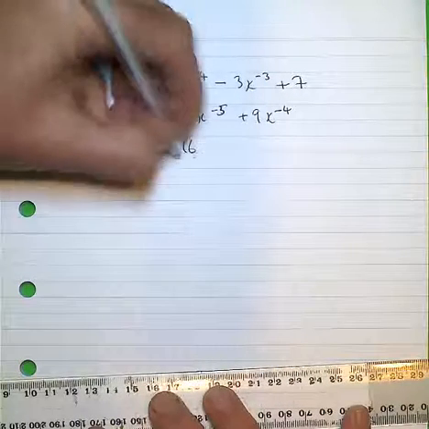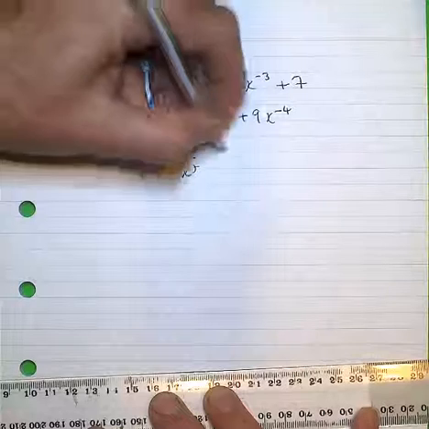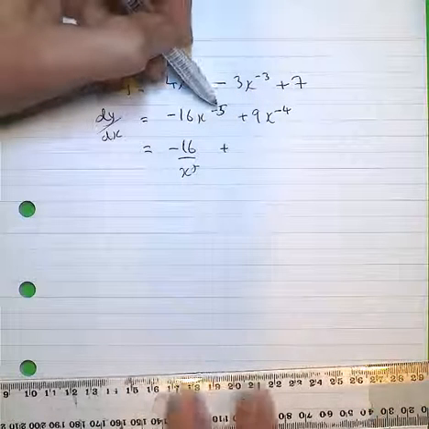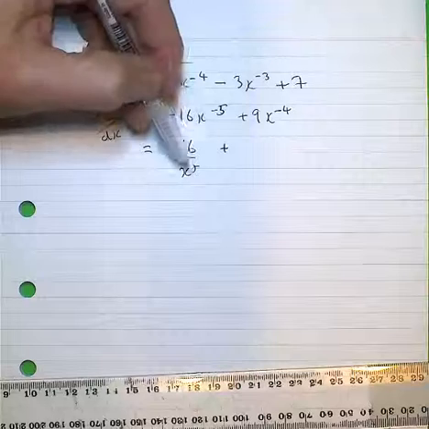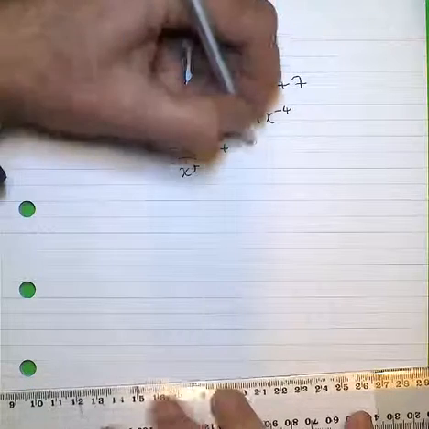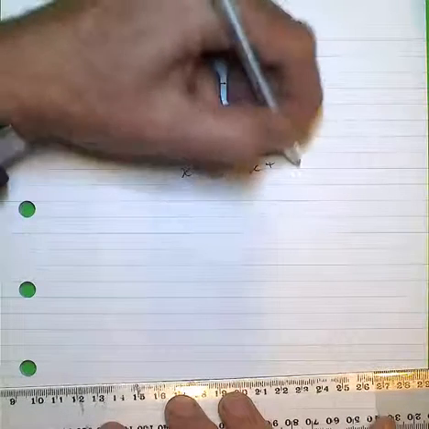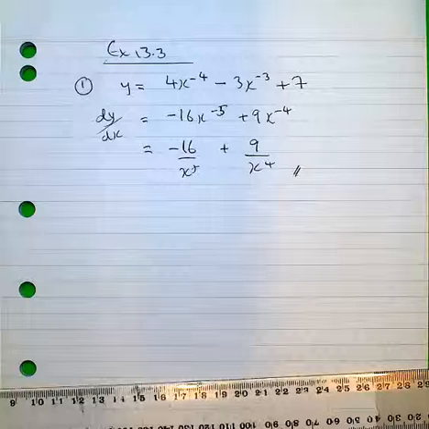We tend to write our final answers with positive index numbers. So instead of writing this as a negative in the numerator, I'm going to write it as a positive in the denominator. Looks a little messy, but we do get there eventually.